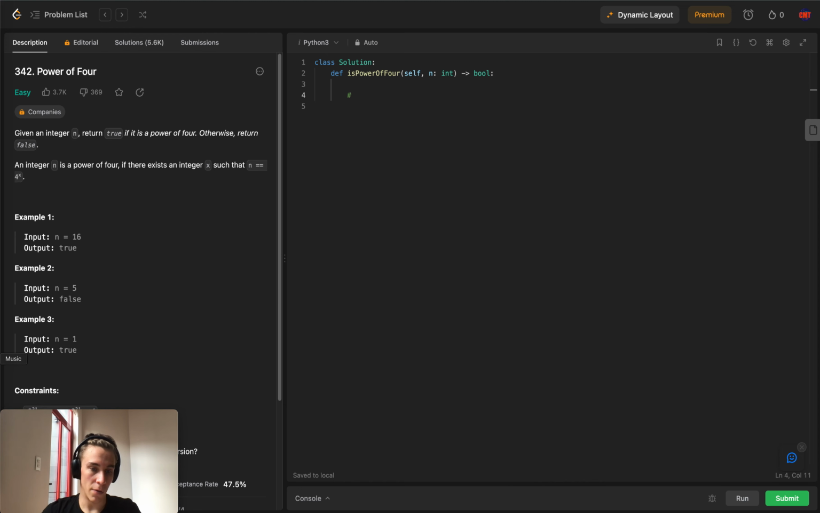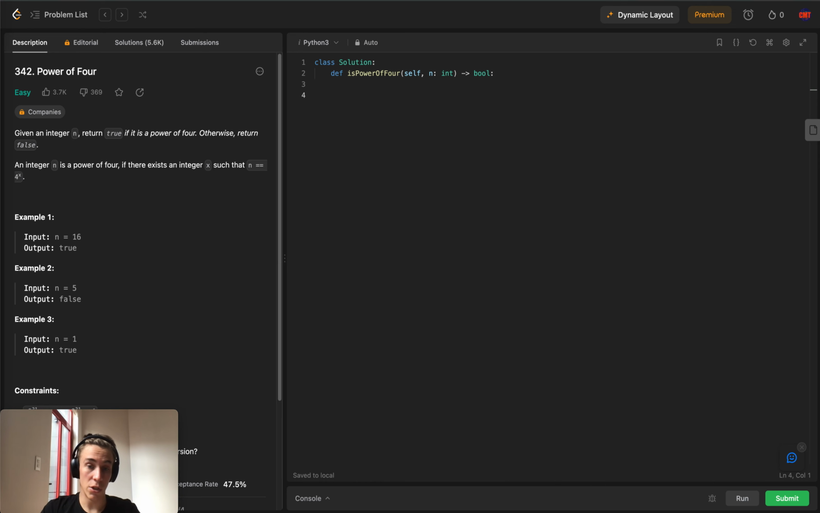For example, 16 is divisible by 4 evenly until it reaches 1 twice. 16 divided by 4 is 4, 4 divided by 4 is 1, boom, we reached 1. But 5 is not divisible by 4 evenly, because as soon as we divide 5 by 4, we get a fraction. This is the base case where 4 to the power of 0 is 1. Anything to the power of 0 is 1.